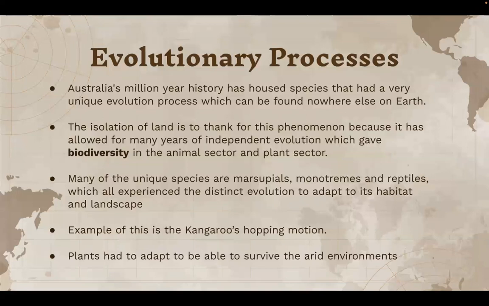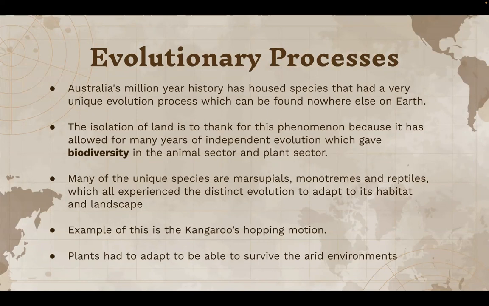So Australia's million-year history has housed species that had a very unique evolution process, which can be found nowhere else on Earth. The isolation of land is to thank for this phenomenon because it has allowed for many years of independent evolution, which gave biodiversity in the animal sector and plant sector. What I mean by this is that it allowed animals and plants to adapt and grow in their own specific way. So now there are hundreds of species in Australia that aren't even found here in the US or South America or Asia or any of that.